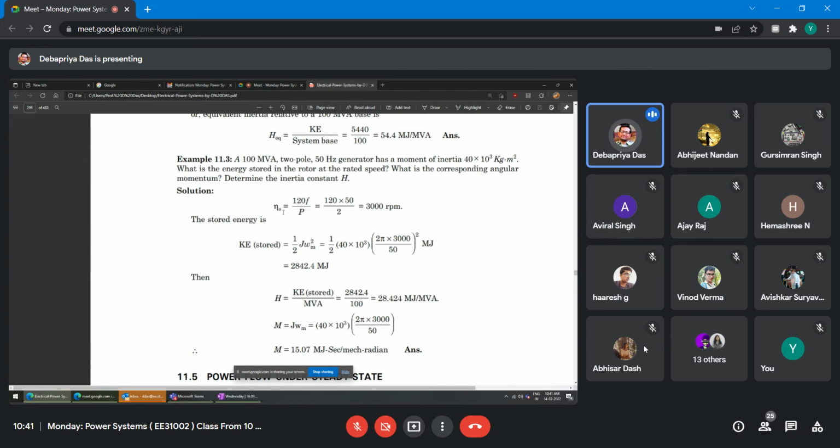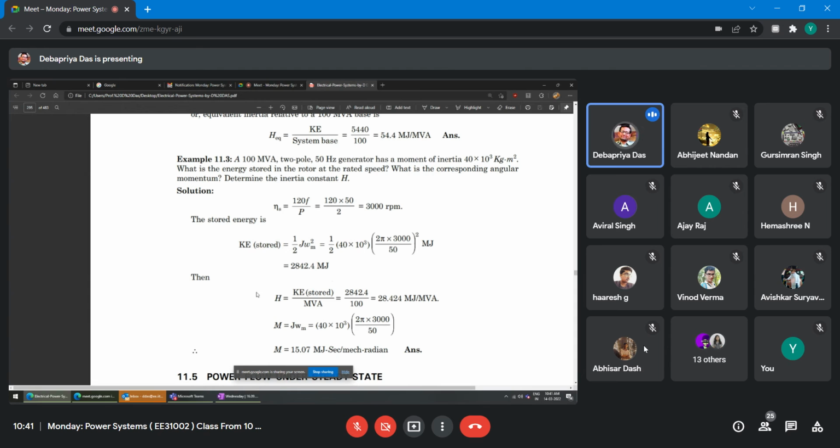Synchronous speed Ns is equal to 120 F by P, right? So this is 3000 RPM, for a 50 Hz, 2-pole machine, and the kinetic energy stored is half J omega M square. So half this J is given, and omega M is 2 pi into 3000 upon 60, squared, right? So this is actually this much of joule.